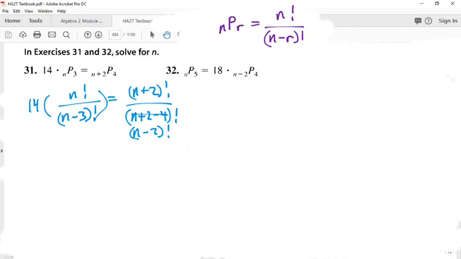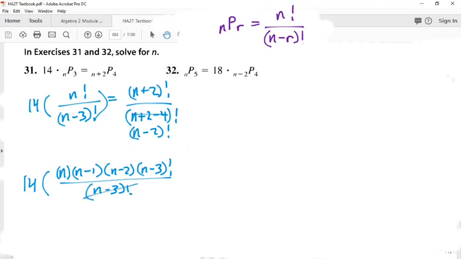I'll simplify the left side, then you guys are going to simplify the right side. For the left side, I'm going to go N, and what is 1 less than N? N minus 1, and then N minus 2. Why am I going to stop at N minus 3 and put a factorial on that? Yes, because then I get to cancel out these guys. All right, you guys try the next one before I do it.